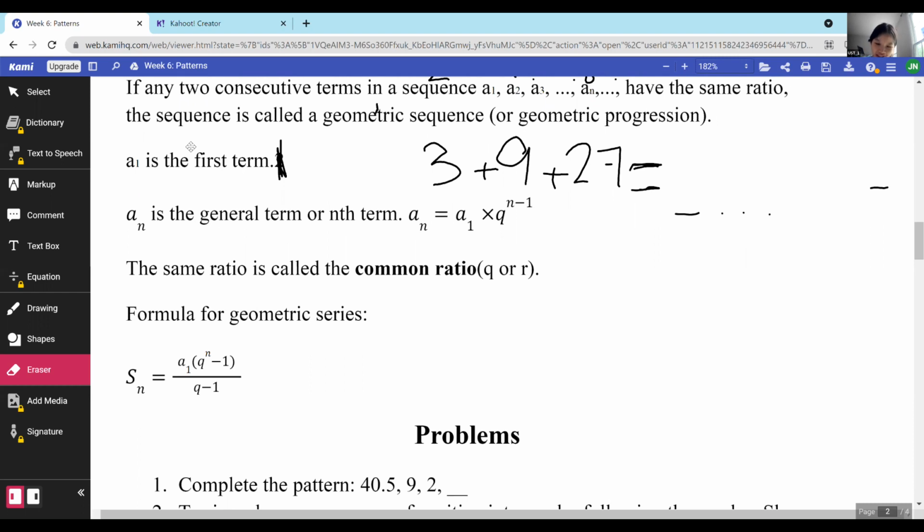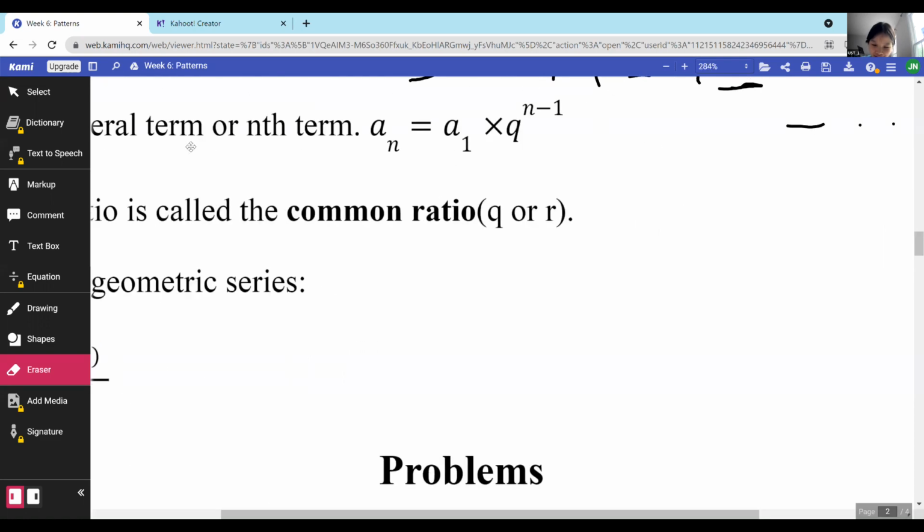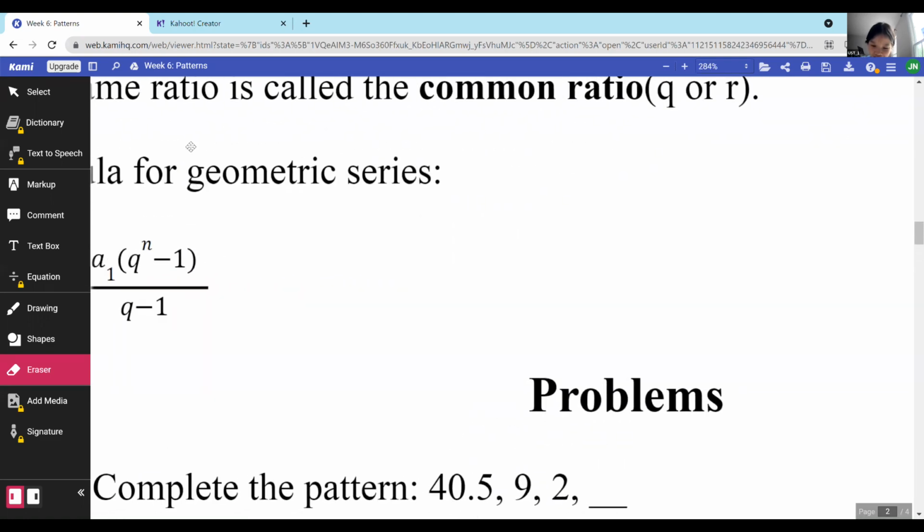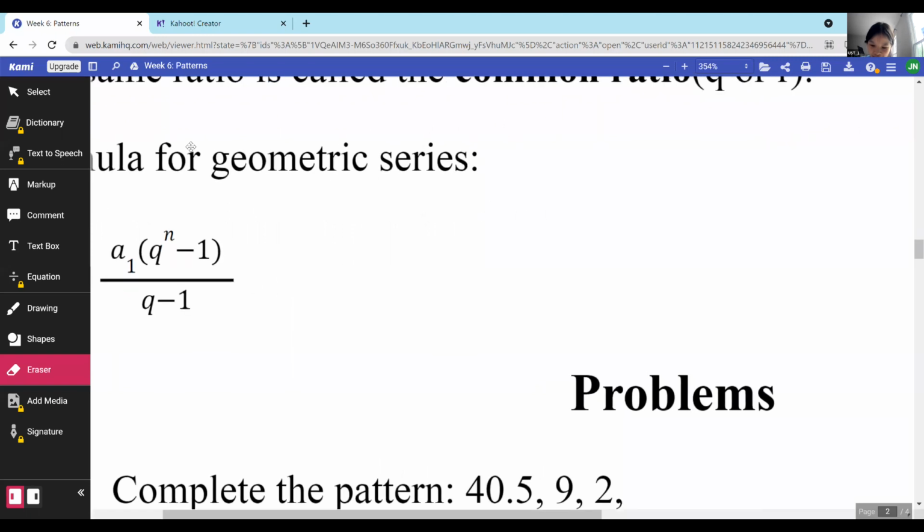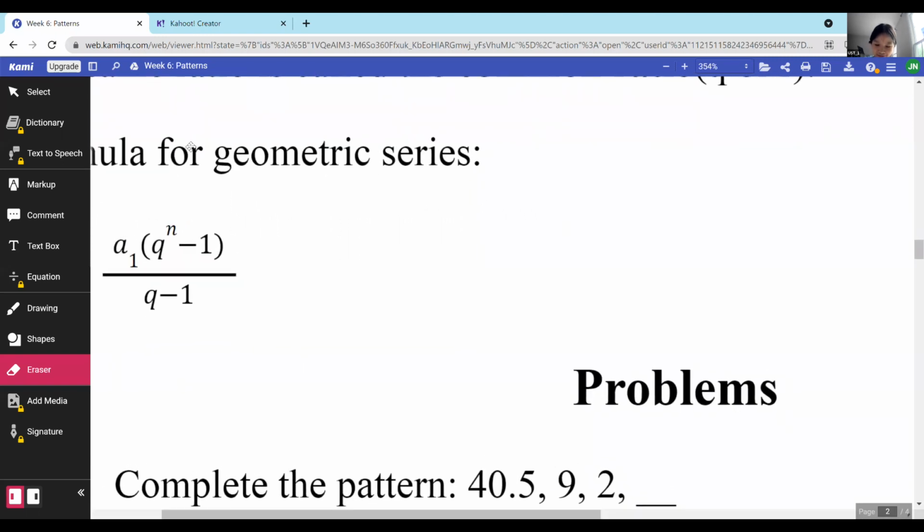Now, as another practice with geometric sequences, try this problem. Find the next term. Yes, Irene? Is this pattern a geometric sequence? Try to see for yourself. Well, actually, yes.